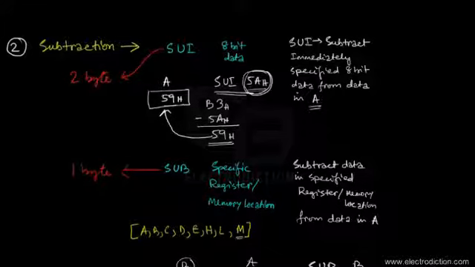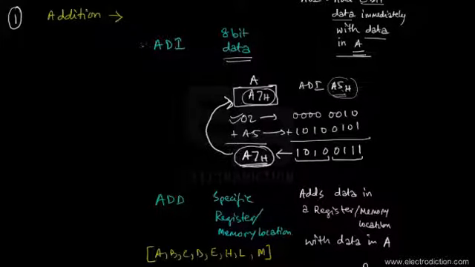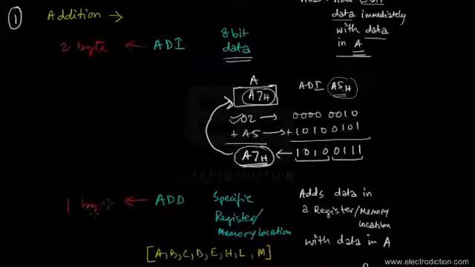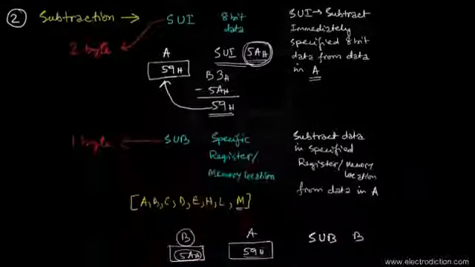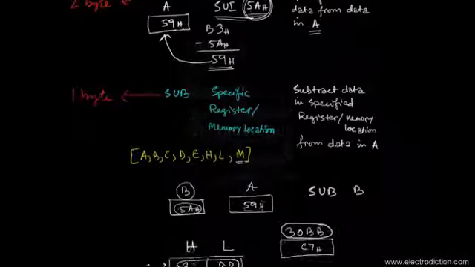And similarly, the addition instruction ADI would also be a 2-byte instruction, because it contains the command as well as the data. And ADD, on the other hand, is a single byte instruction. Now from here onwards we move on to two other arithmetic instructions that are very important while setting up loops and conditions. So we're going to check them out right over here.